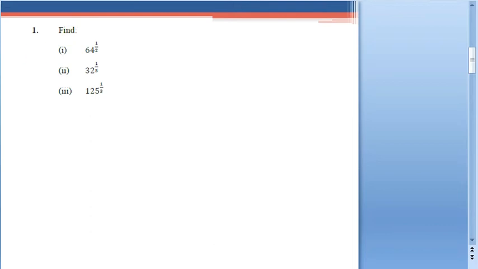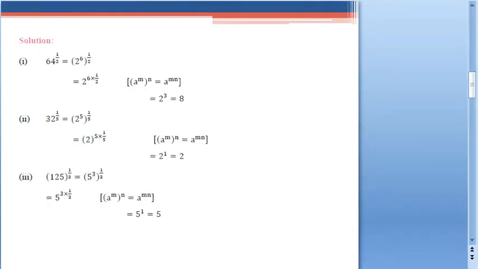So let us have a look at our solutions. Okay, so just see the solutions, how they are written. Always whatever exponential law is there, we are using that only, and we have to mention it. So these are the solutions for the first question. So let us move to the second question now.